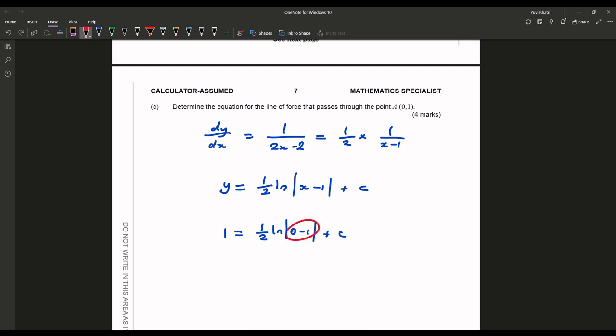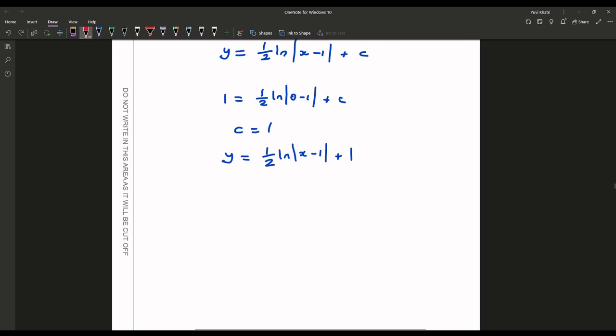Now that 0 take 1 just becomes ln of the absolute value of 1. That's 0, so this thing all just cancels out, and we get that c equals 1. So we're just left with y equals a half ln of x take 1 plus 1. Now just a quick note, the marking key gives an answer of y equals a half ln of 2x take 2 plus 1 take a half ln of 2.